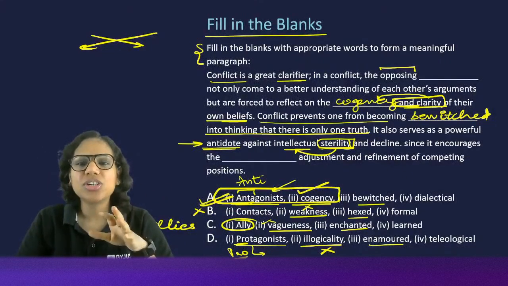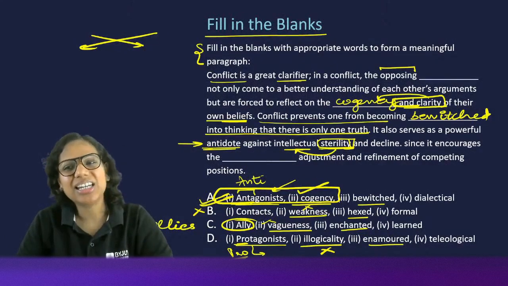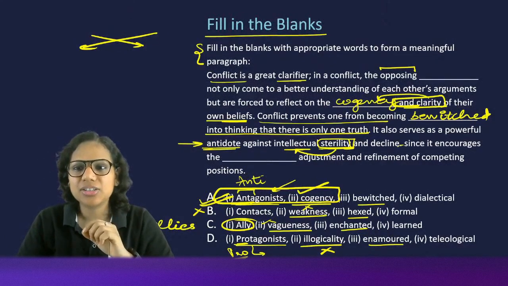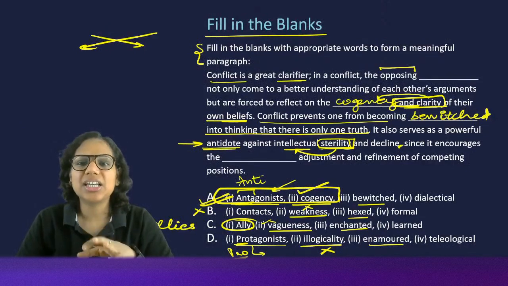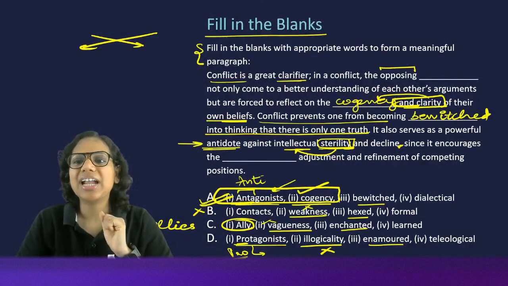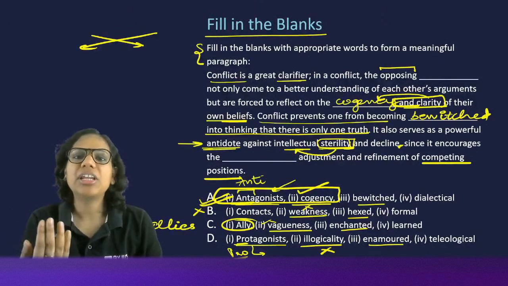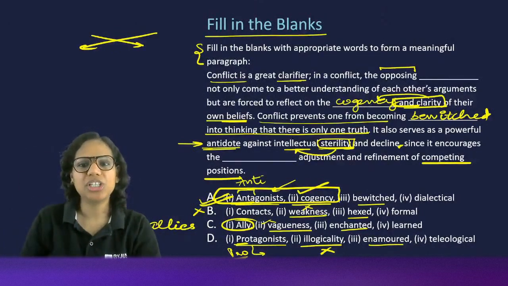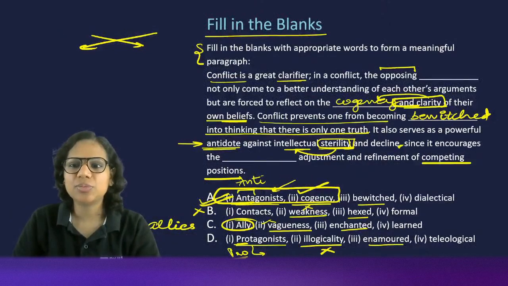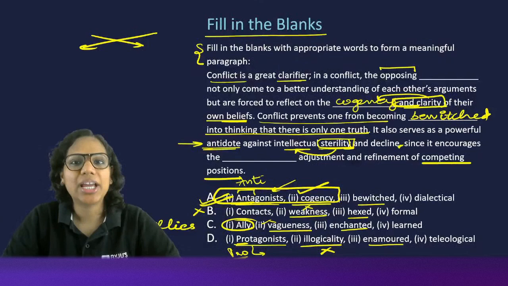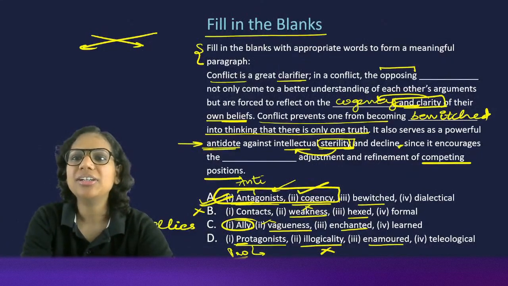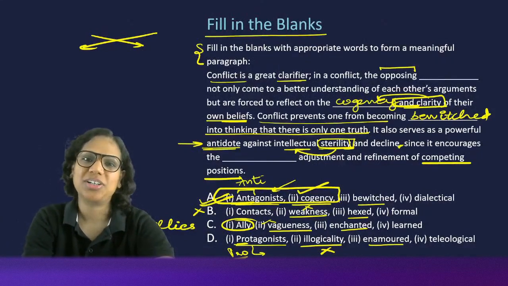So it also serves as a powerful antidote against intellectual sterility and decline, since it encourages the dash adjustment and refinement of competing positions. So when are two people in conflict? When they're discussing something with each other. So what kind of adjustment would happen here? The adjustment would also be related to dialogue. It will be called the dialectical adjustment.